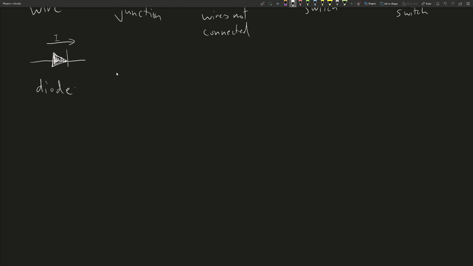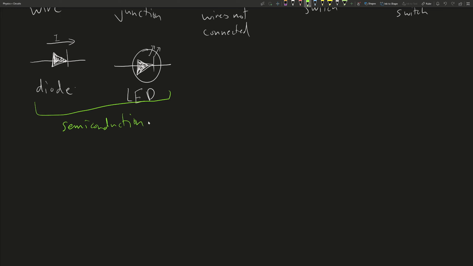And then you have some special diodes called LEDs, light emitting diodes, that emit light when a current passes through them. Those look something like a diode with a circle around it, and then some arrows coming off of it to represent that it emits light. So this is an LED, or a light emitting diode. And again, these two devices are semiconductors. There are also transistors, but those are more complicated and outside the scope of this video.